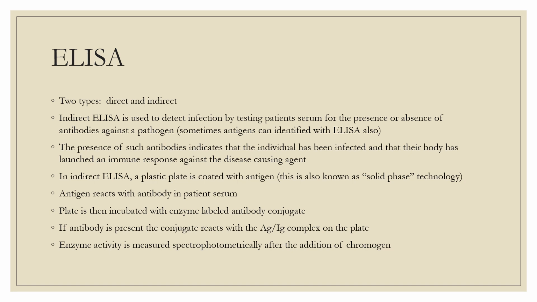So in indirect ELISA, we have a 96 well plate, and that plate is coated with antigen. If our patient has antibody in their serum, once we add their serum to the antigen in the plastic wells, they're going to link up, and we're going to add an enzyme labeled antibody conjugate. If antibody is present, then the conjugate reacts, and the conjugate is basically a color enhancer, and the enzyme activity is measured spectrophotometrically after the addition of chromogen. Spectrophotometrically, here we're looking for a measurement of light relative to wavelength. The enzyme either absorbs or transmits light at a certain wavelength.